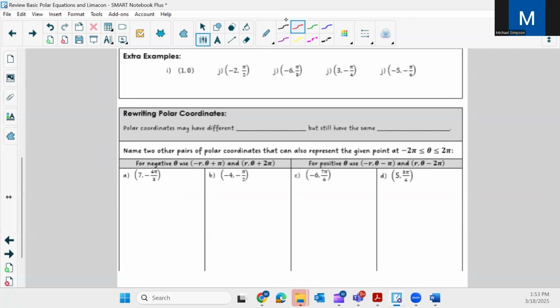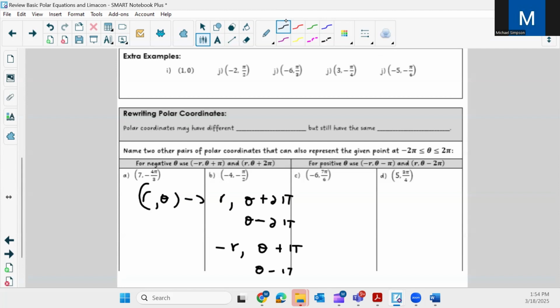Given a point r comma theta, right? If I keep the r the same, then I add 2 pi to the angle, or I can minus 2 pi from the angle. Good? Or if I make the r negative, then I just add pi to the angle or minus pi from the angle. Are we good so far? You guys remember that? No? Yeah, we did this several times, okay?